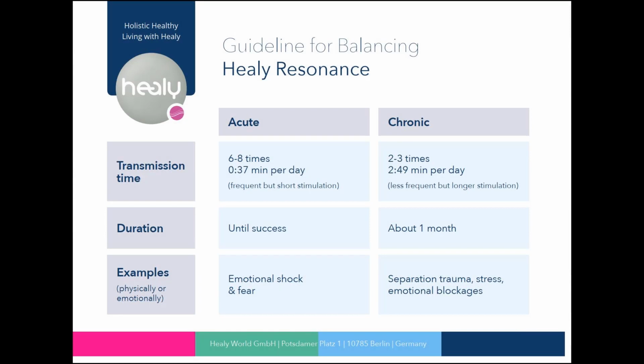Dear Healy user, in this video, we will teach you how to use the aura and resonance lists in your Healy app. I have created a guideline for balancing for you. This guide is divided into two parts relating to acute and chronic states according to the result lists from the aura and resonance module. So, using the result list, it is important to first decide whether an issue at hand is to be classified as acute or chronic.